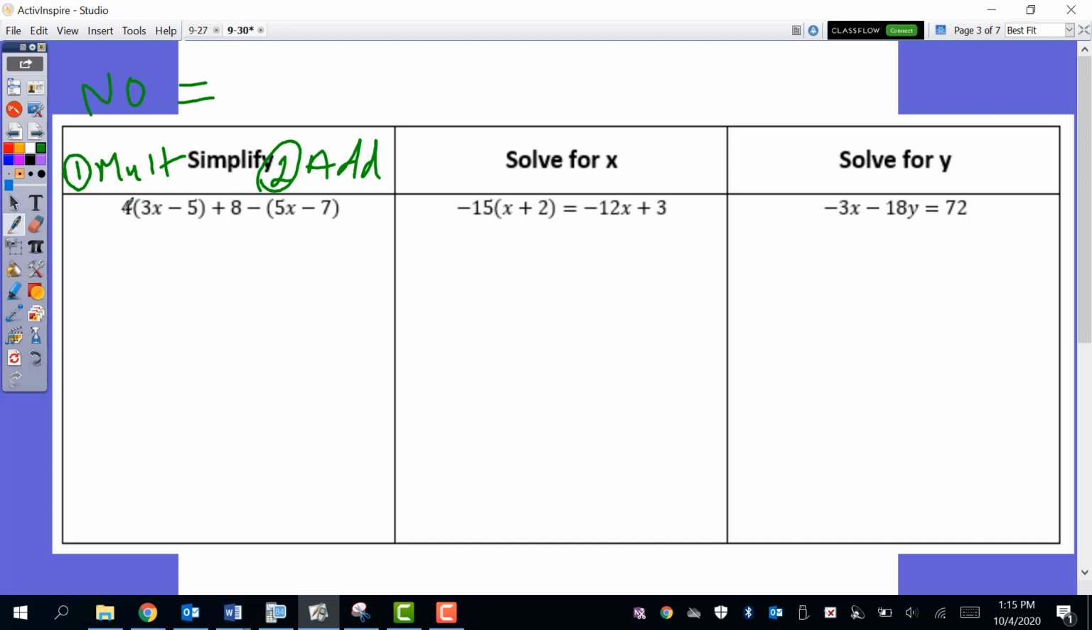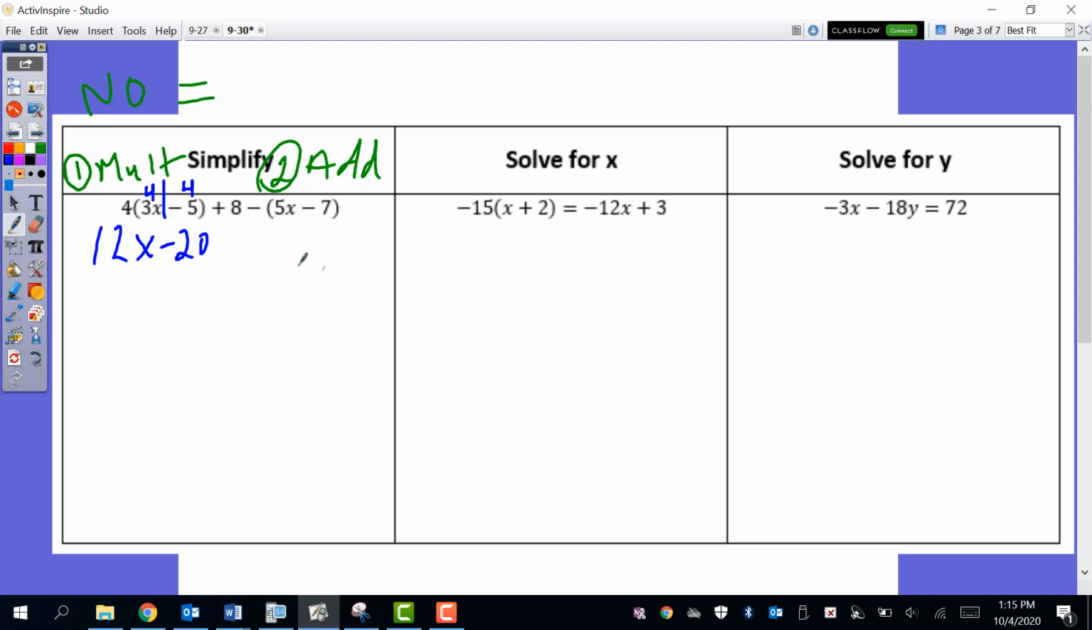So if I'm looking at this, I see that there's two parentheses. So into this first parentheses, I know I'm going to multiply that 4 right there. Okay, so I'm doing 4 times 3 is going to give me 12. And there was an x, so I put x. And then I'm doing 4 times negative 5, which is negative 20.